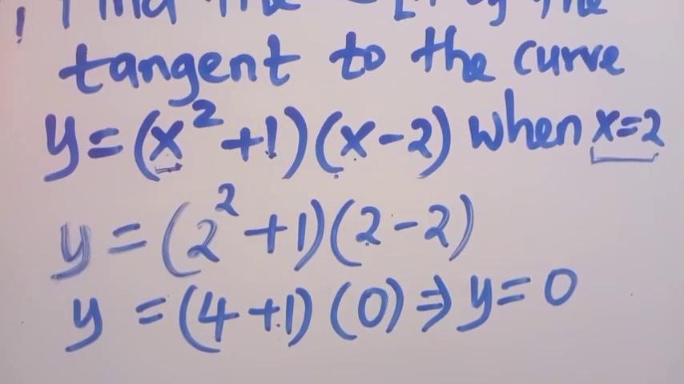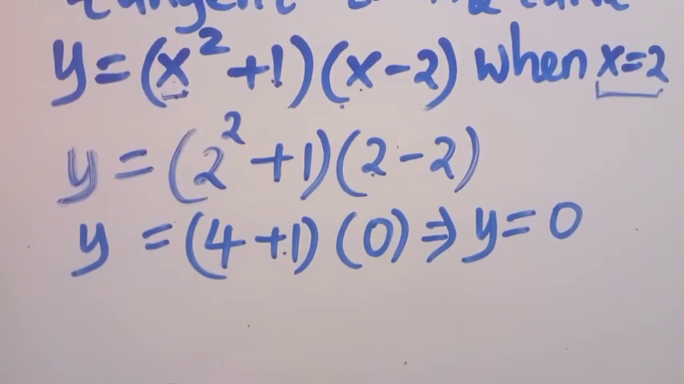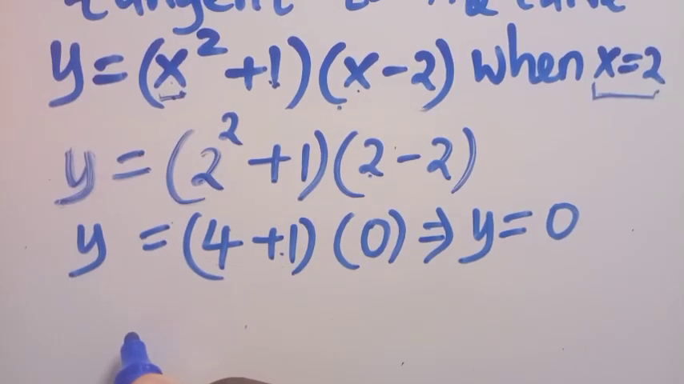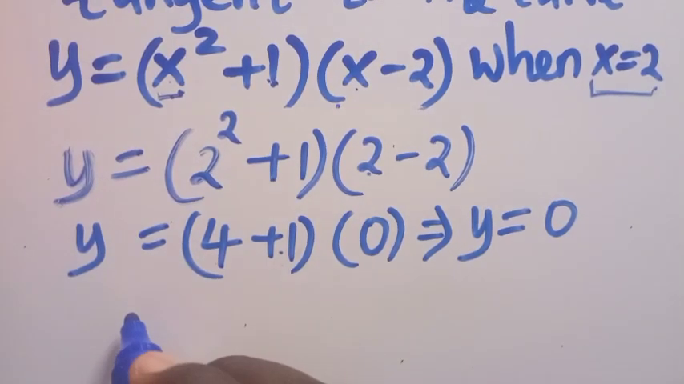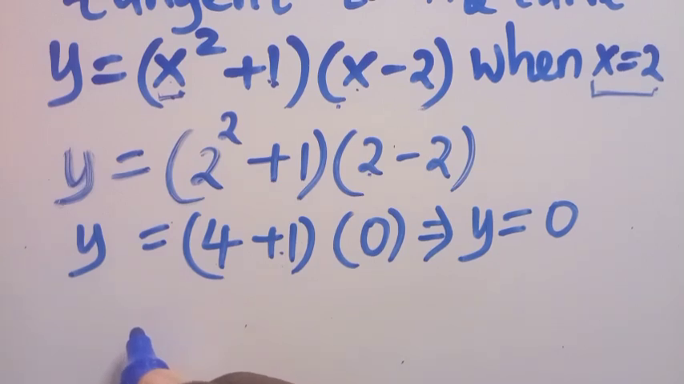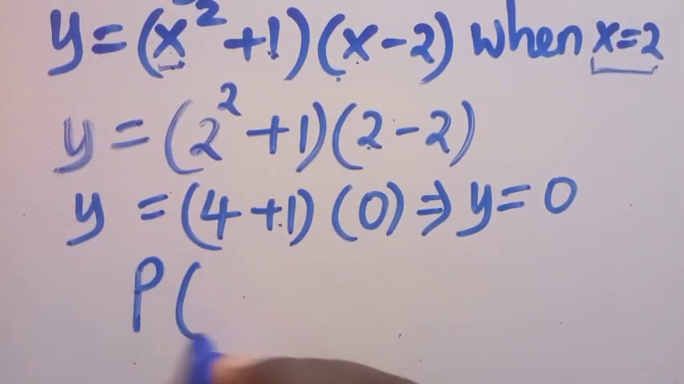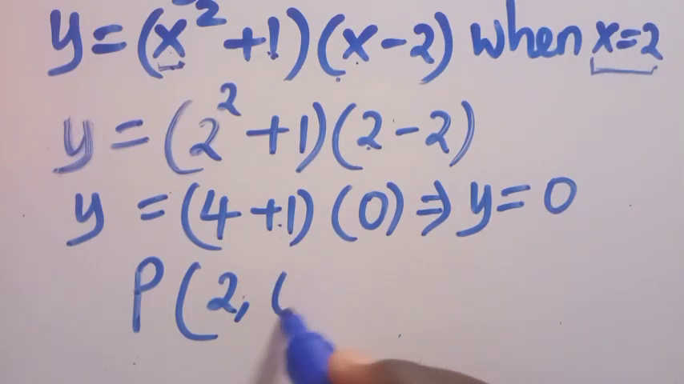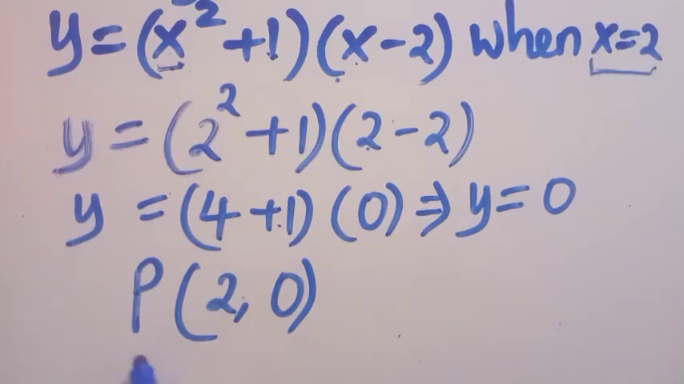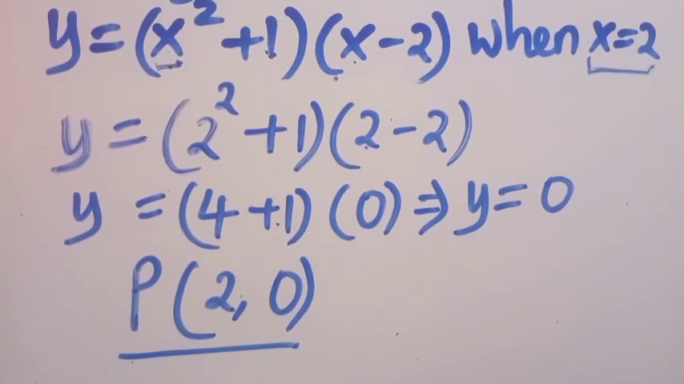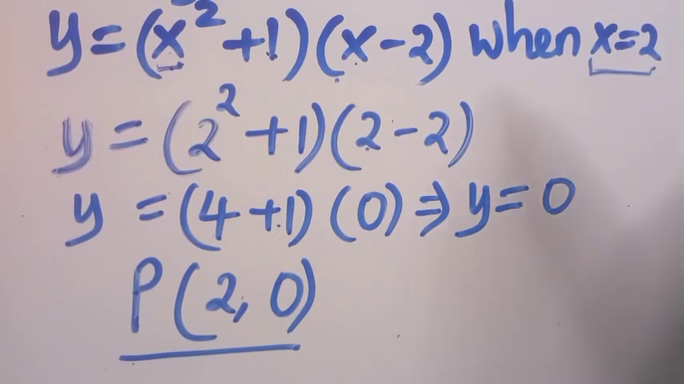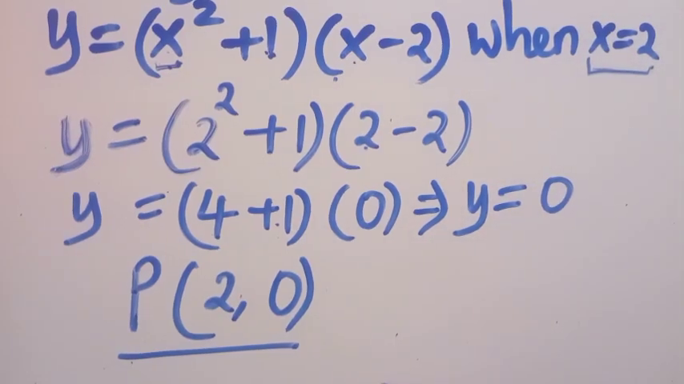Now, the point where the line touches the curve, because the tangent is a line. It is a straight line that touches the curve at a certain point. Now, the point will be, our value of x is 2, therefore we shall have 2, 0, because the value of y is 0. This is the point where the line touches the curve.